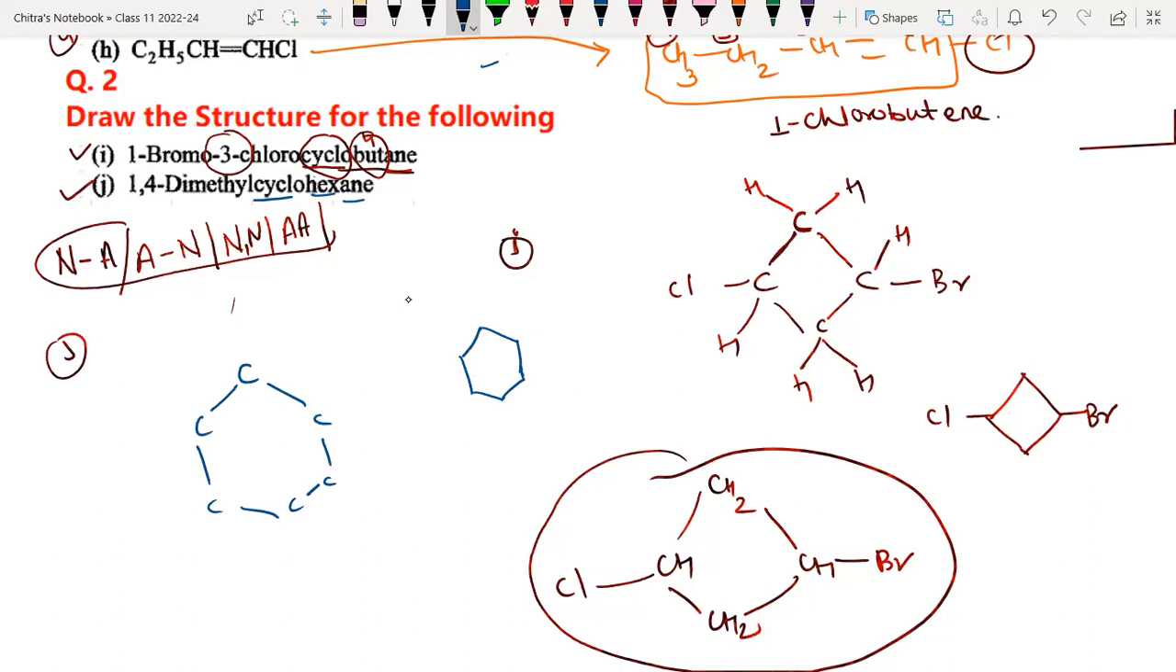Then 1,4-dimethyl. So on the first carbon we have a CH3 group, and from here 1, 2, 3, and 4, here we have a CH3 group. So here we have CH3 and here also CH3. Anything else? 1,4-dimethylcyclohexane, done. Now we have to fulfill the valency. Here we have CH, here CH2, here CH2, here CH, here CH2, and here also CH2. That's all.